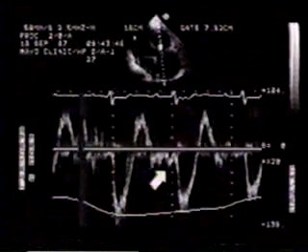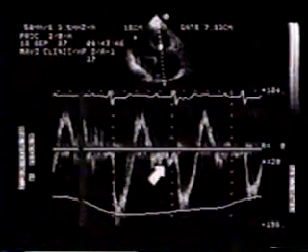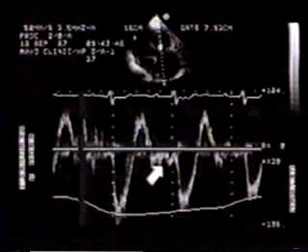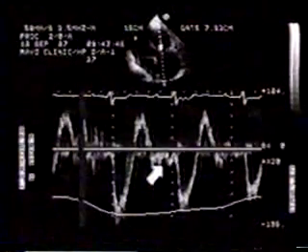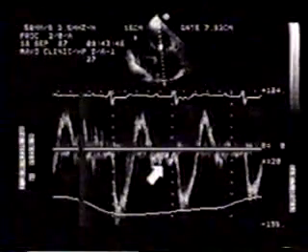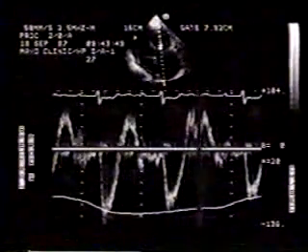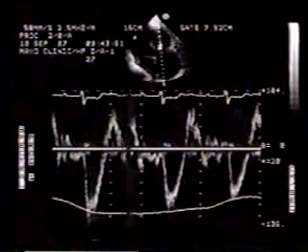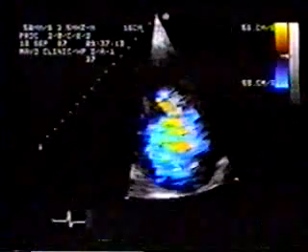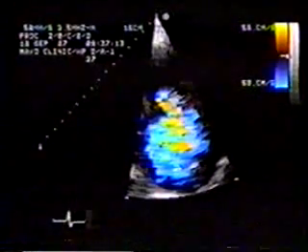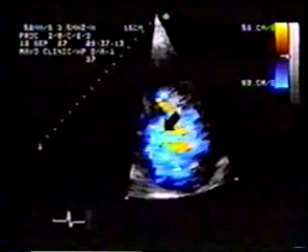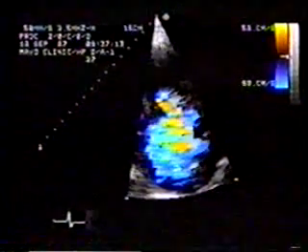Did you notice the low velocity signals below the baseline that precede the QRS complex? This is diastolic tricuspid regurgitation, which gives witness to the marked elevation in RV diastolic pressure. Marked tricuspid regurgitation is confirmed by color flow imaging. The regurgitant jet nearly fills the huge right atrium.